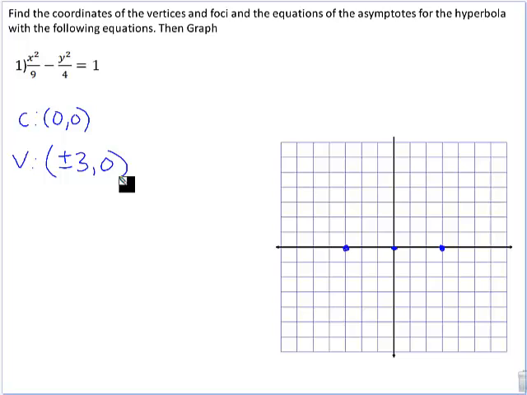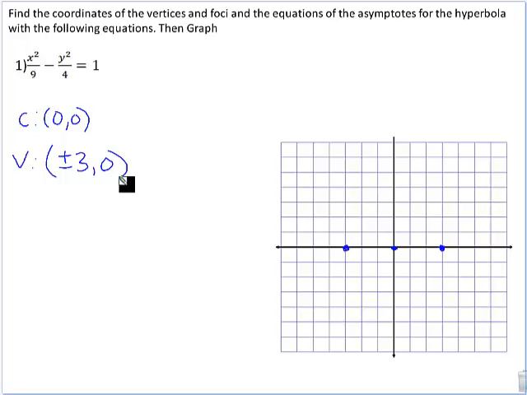Yes? How did you know that those were the vertices? We know that these were the vertices because our x comes first. So since our x comes first, we are going to open up left and right. So those two would have to be our vertices.